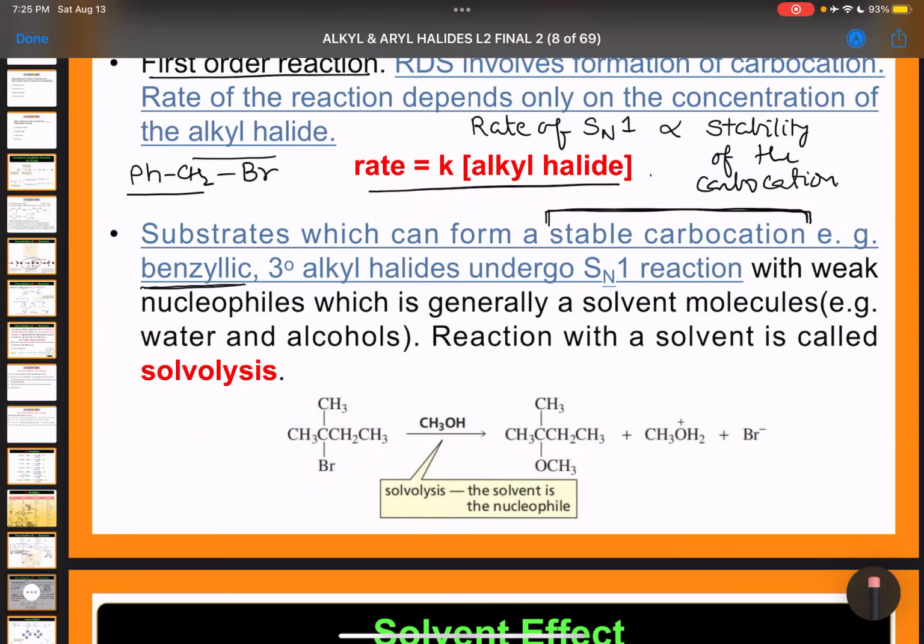There is one more thing which you will notice: SN1 reactions are also known as solvolysis. Why? Because the nucleophile is none other than the solvent molecule itself.